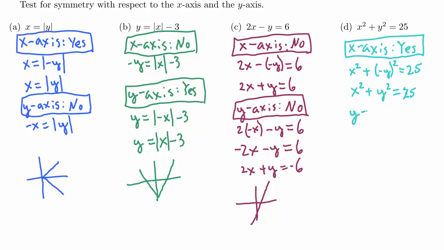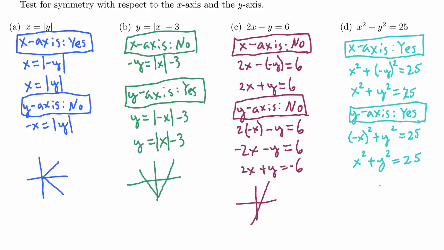Now if I test for y-axis symmetry, I replace the x with negative x and simplify. Whenever I simplify, I get again x squared plus y squared equals 25. And notice this is the same as the original equation, so again, this is symmetric with respect to the y-axis. And the reason this happens is because this is a circle centered at the origin of radius 5.